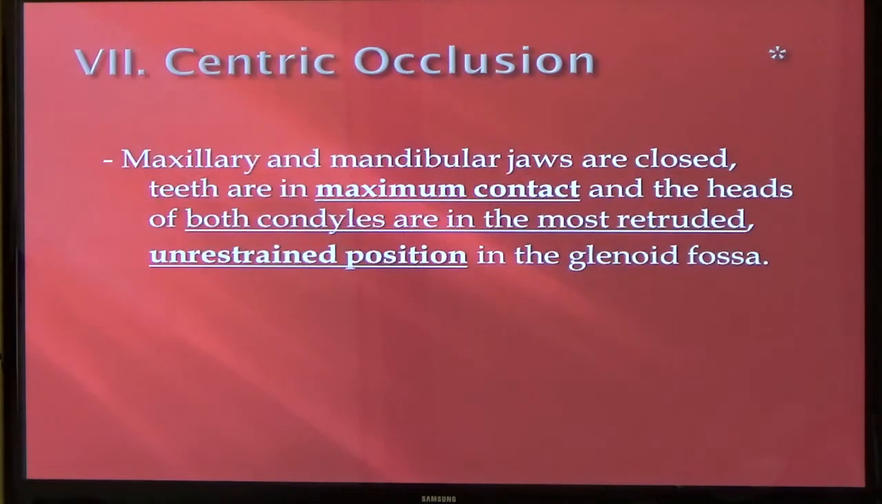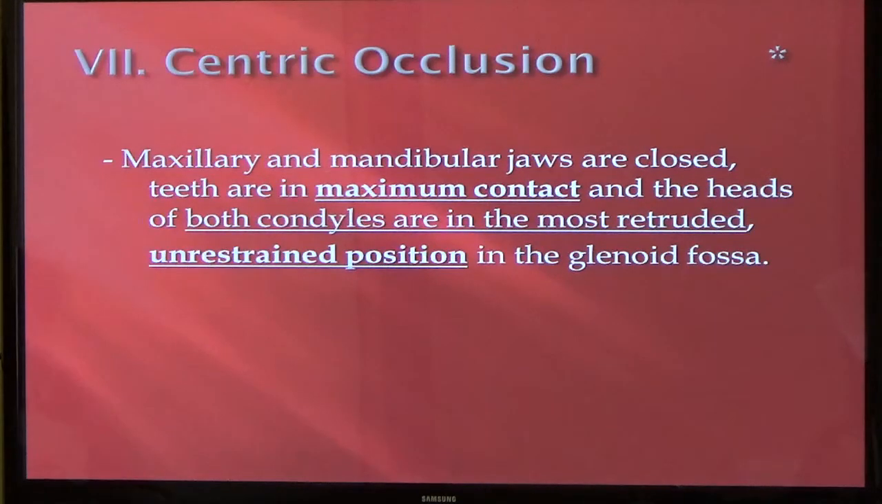Centric occlusion is another occlusion. So that's ideal occlusion, 2 millimeters forward and the buccal cusp of the upper on the outside. Centric occlusion, and this is more, well, we're talking about the joint. Okay, maxillary and mandibular jaws are closed. The teeth are in maximum contact, which is centric occlusion, or maximum intercuspation. And the heads of the condyles are seated as far back and up in your jaw.